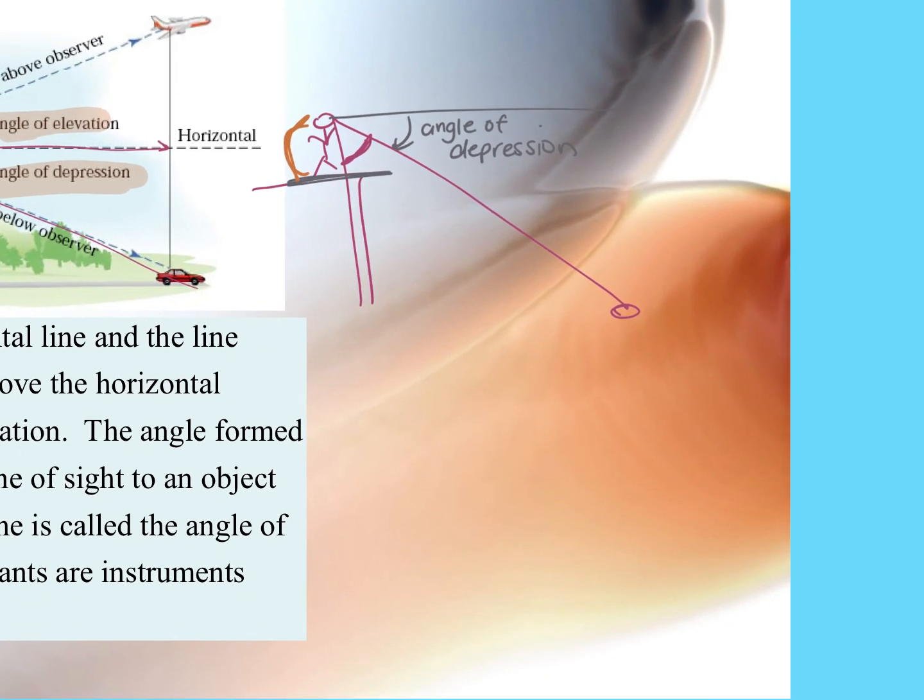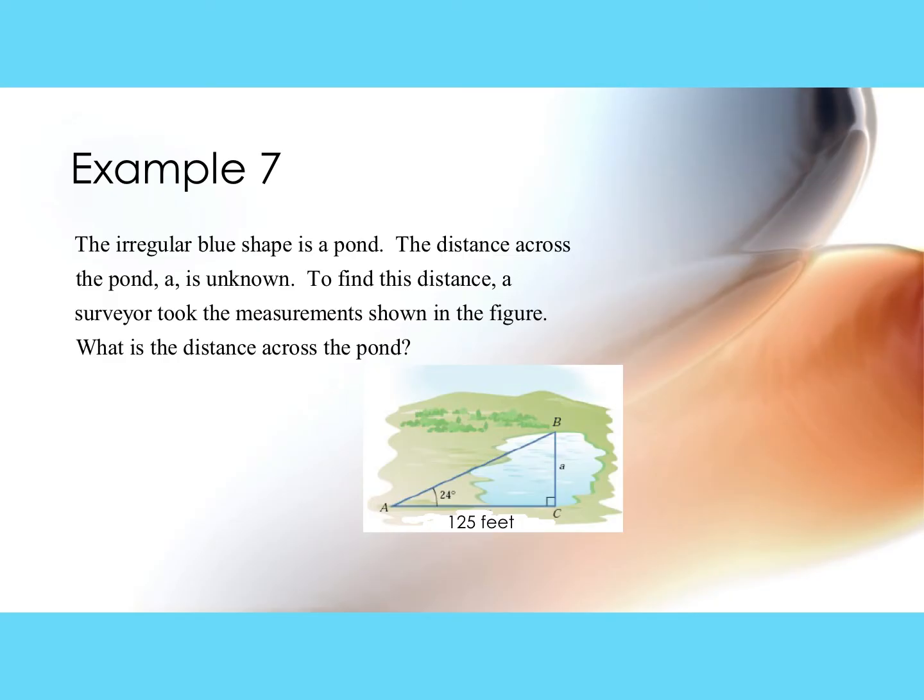But this is one of the things that you could use to measure something that's taller than you, right? You could set up your own little word problem and you could solve it. All right, so this one gives you the picture, okay? They're not all going to give you the picture. The practice tonight is going to have a mix. It says the irregular blue shape is a pond. The distance across the pond A is unknown. Find the distance.